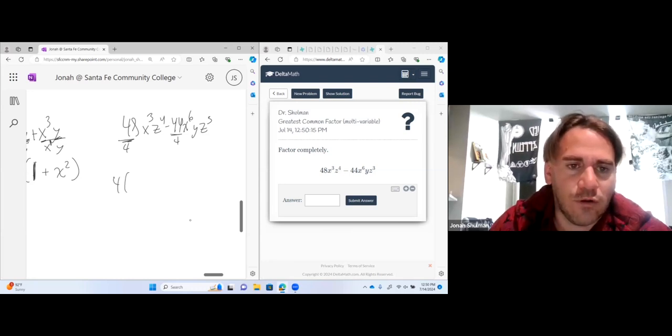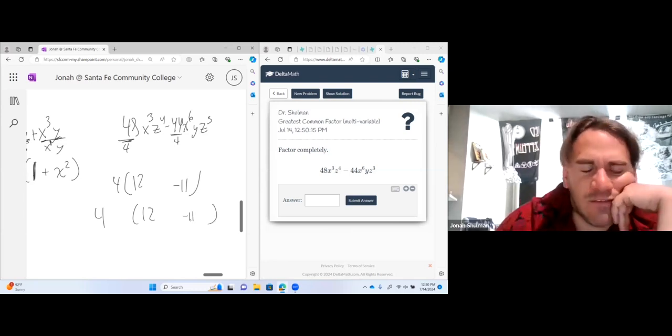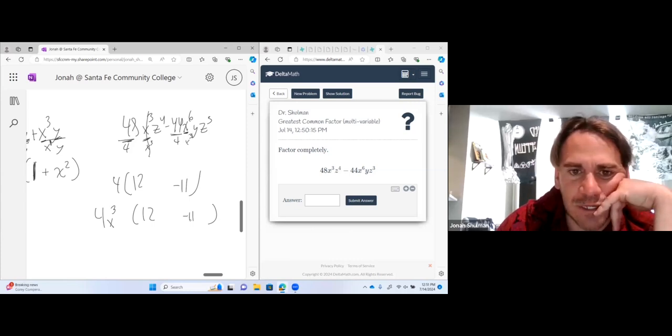So 4 would make this one 12. That would make this one 11. So we're good. We have our numbers. So I have a 4, blank, 12, negative 11, blank. Cool. Now I have an x cubed. So let's do the x's. 3 and 6. So the most it could be is 3. Divided by 3, they all drop. Divided by 3, 6 minus 3 is 3.